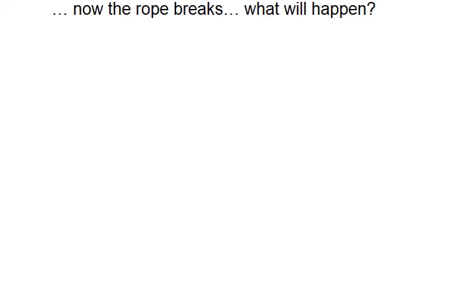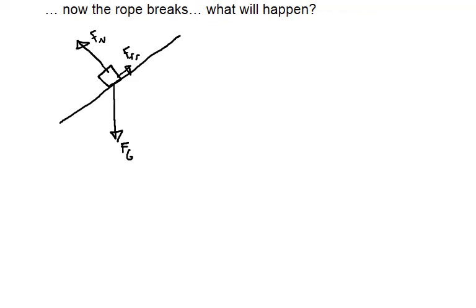So now the rope breaks. So we're pulling it up the ramp, but the rope breaks. So what's going to change here? If you think about it, the motion on the incline now is going to be like this. It's actually going to fall down this way. And we know that friction always opposes the motion. And so friction is actually acting up the ramp now as it falls down.